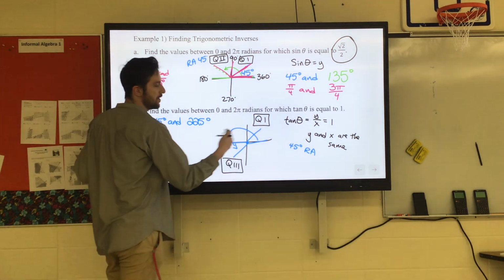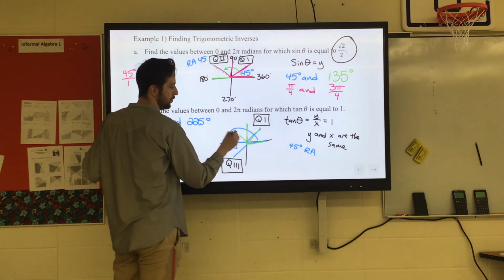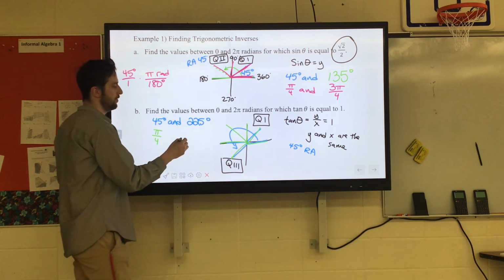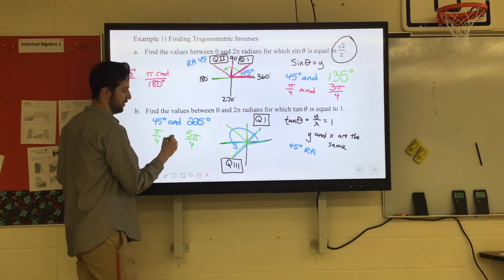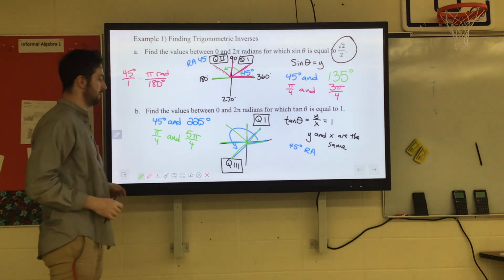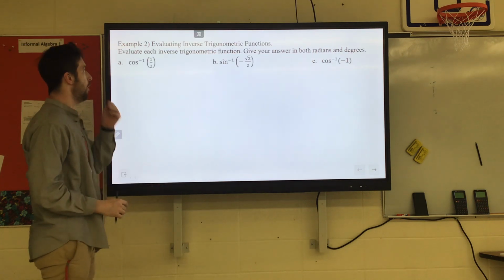225, let's see how many 45s that is. Here's 1, 2, 3, 4, 5. It's 5 times 45. So that would be 5 pi over 4. Sick! Super fun! Super exciting! Let's keep going on.